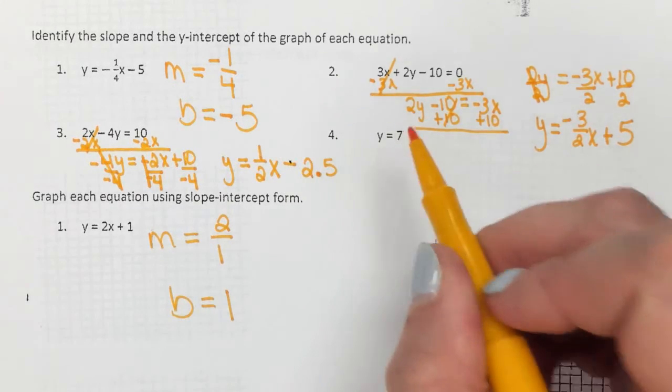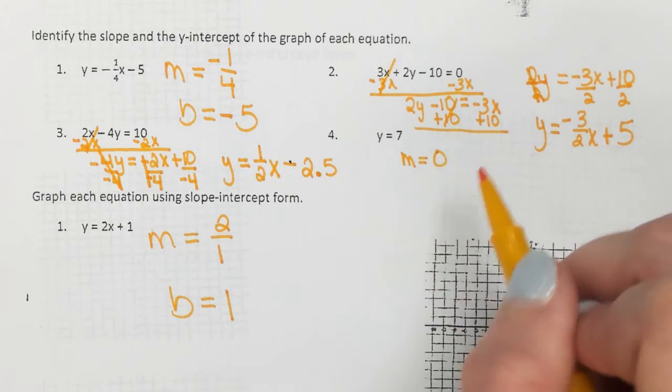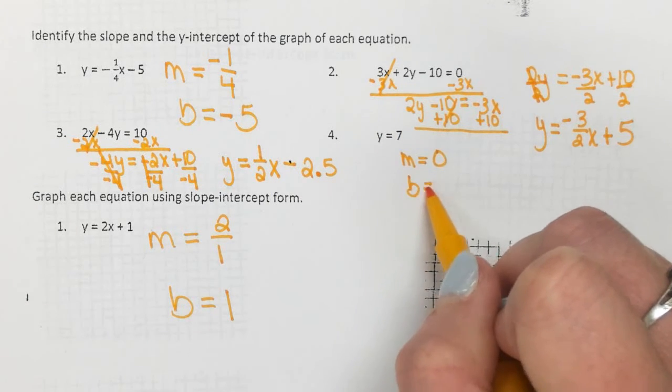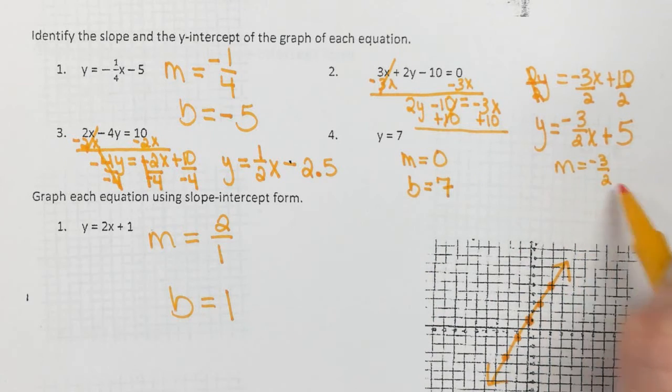All right, what about number 4? What's your slope on number 4? 0. Very nice. What's your y-intercept? 7. Y'all okay? A lot of us were struggling on those, so we needed to go over that.